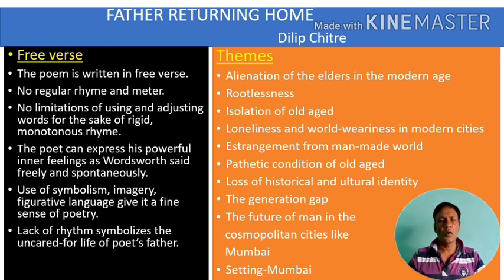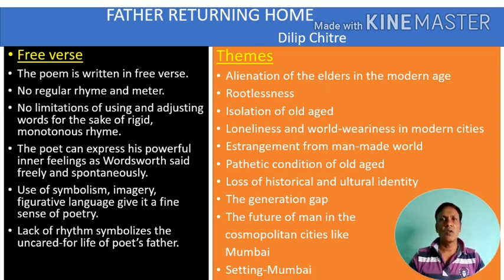Then there are a number of themes in the poem. One of the most important themes of the poem is alienation of the elders in the modern age. In the modern age, man feels to be lonely. Man feels to be isolated from the rest of the world, though he lives in the world which is surrounded by the people, he has the feeling of loneliness.